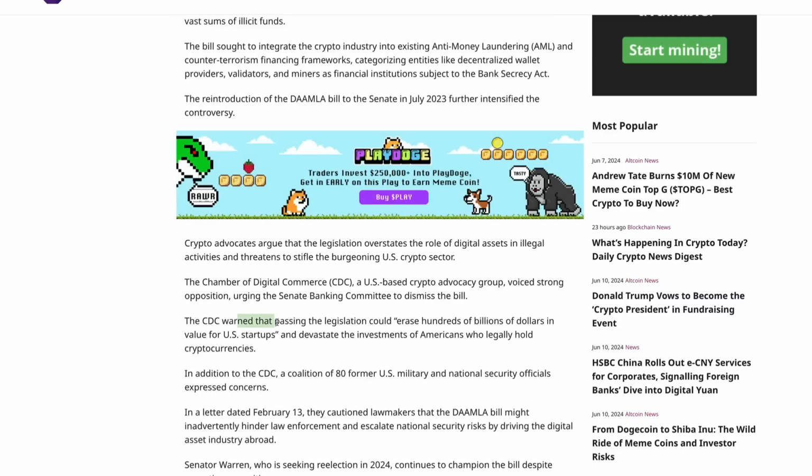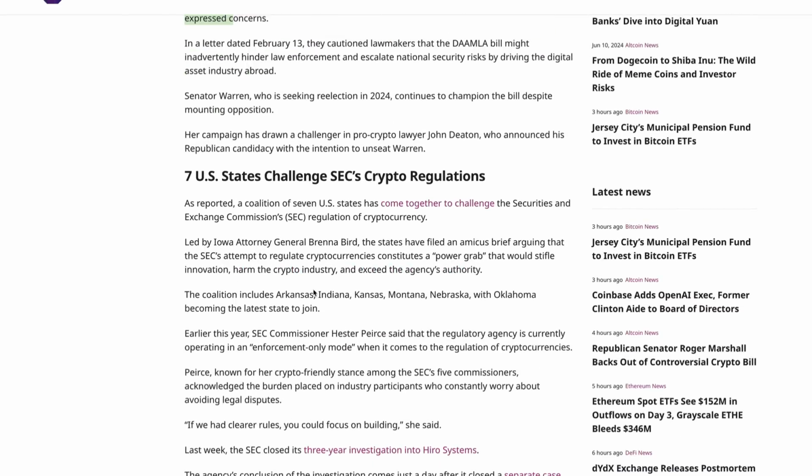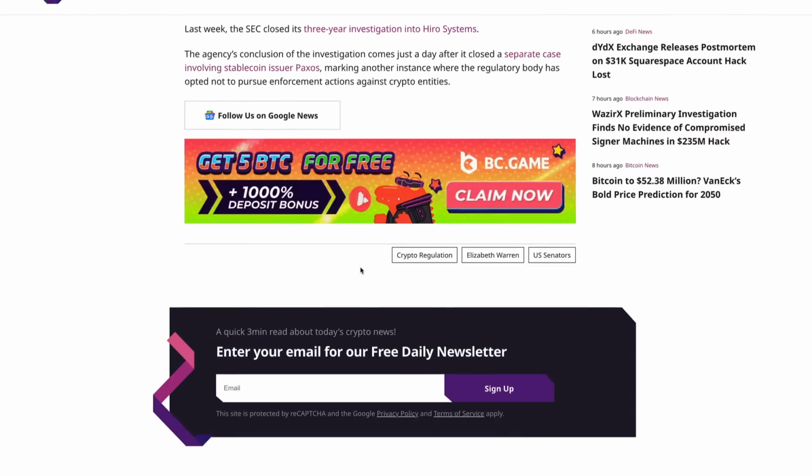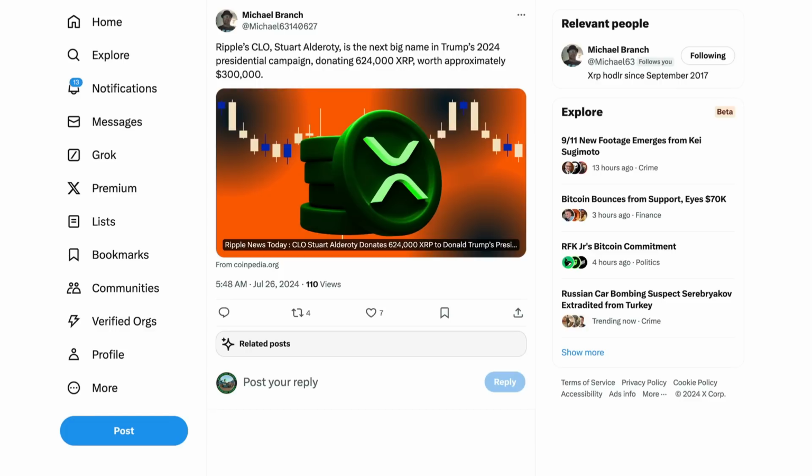The CDC warned that passing the legislation could erase hundreds of billions of dollars in value for U.S. startups and devastate the investments of Americans who legally hold cryptocurrencies. In addition to the CDC, a coalition of 80 former U.S. military and national security officials expressed concerns as well. So we are seeing at least another Republican backing out of this. I will link this in the description of the video if you guys want to read further. I want to move along, guys, because we've got some news.